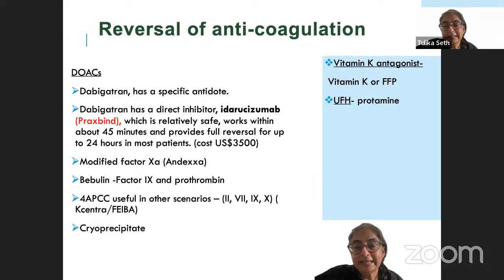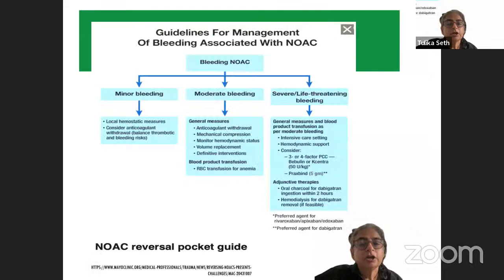If you're using a vitamin K antagonist like acenocoumarol or warfarin, then you can give vitamin K. Or if the PT-INR is extremely high, you can give FFP. If you're using unfractionated heparin, then you can use protamine. If you're using low molecular weight heparin, protamine will reverse about 50% of that. And as I said, most of the low molecular weight heparins have a short half-life also. So these are guidelines on how to manage bleeding.